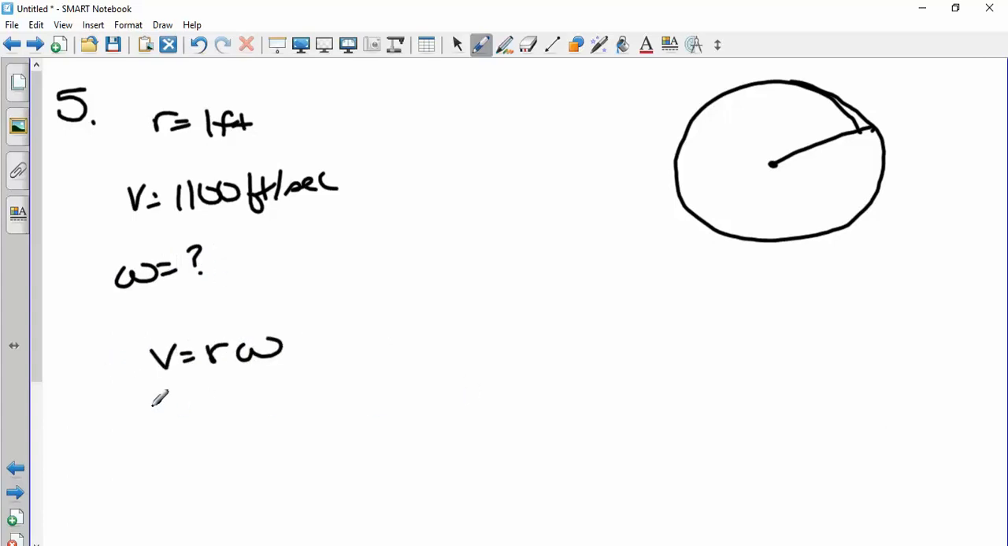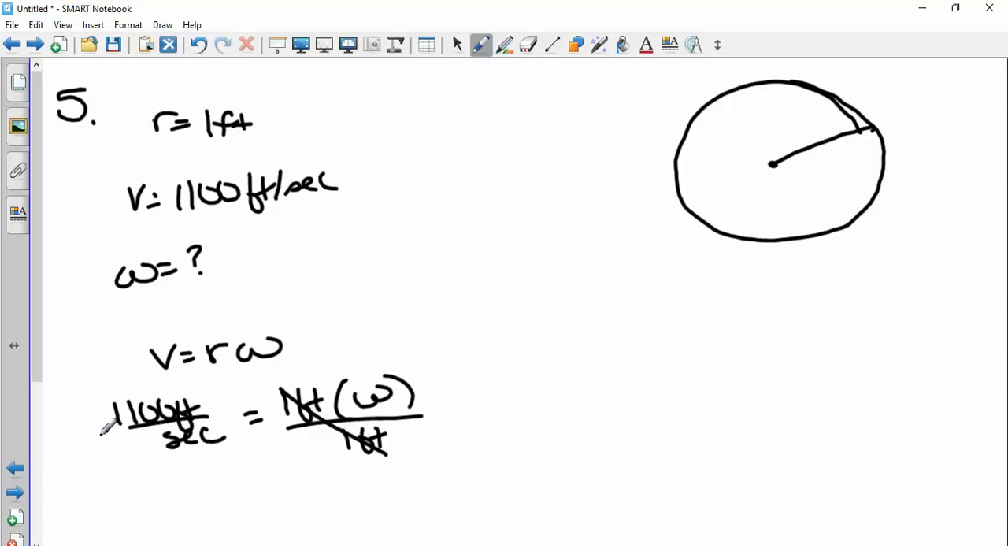So we can do V equals R omega. 1,100 feet per second equals 1 foot times omega. Divide by your 1 foot, and the feet cancel, so it's 1,100 radians per second.